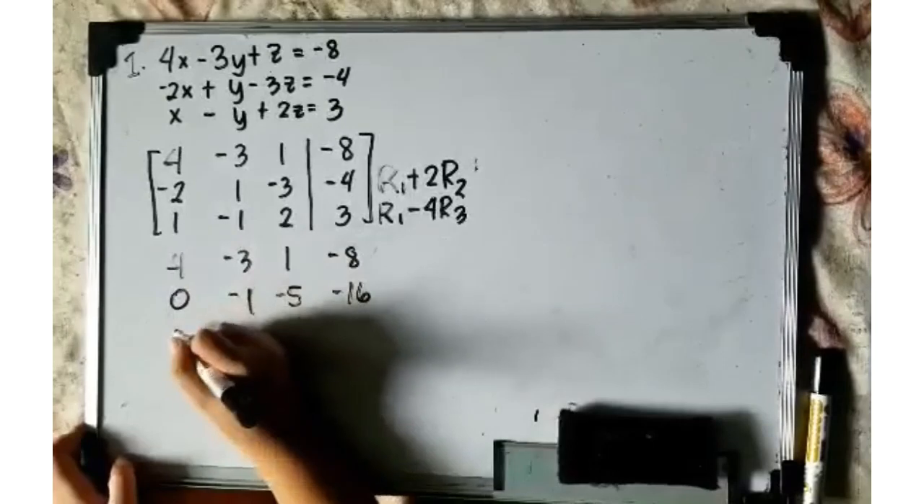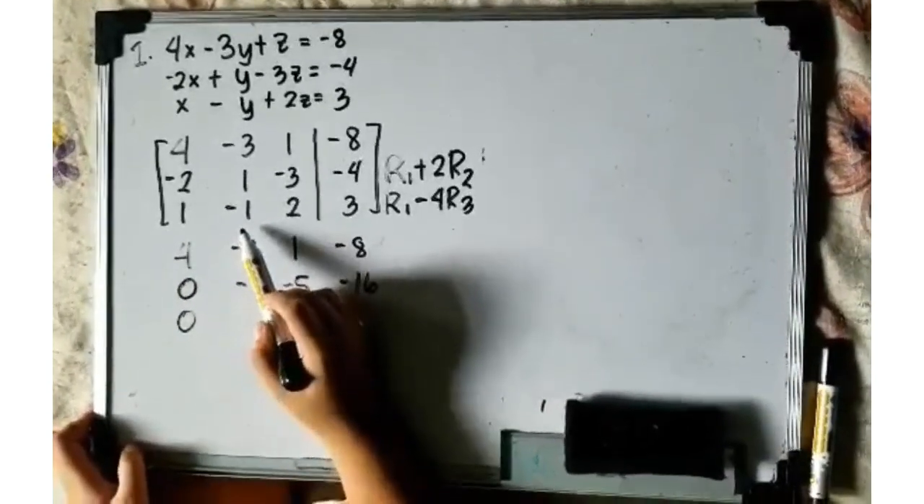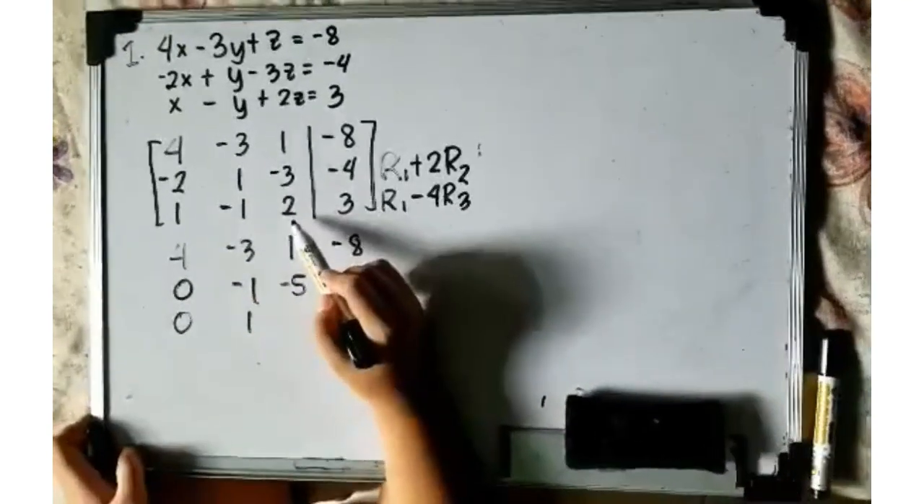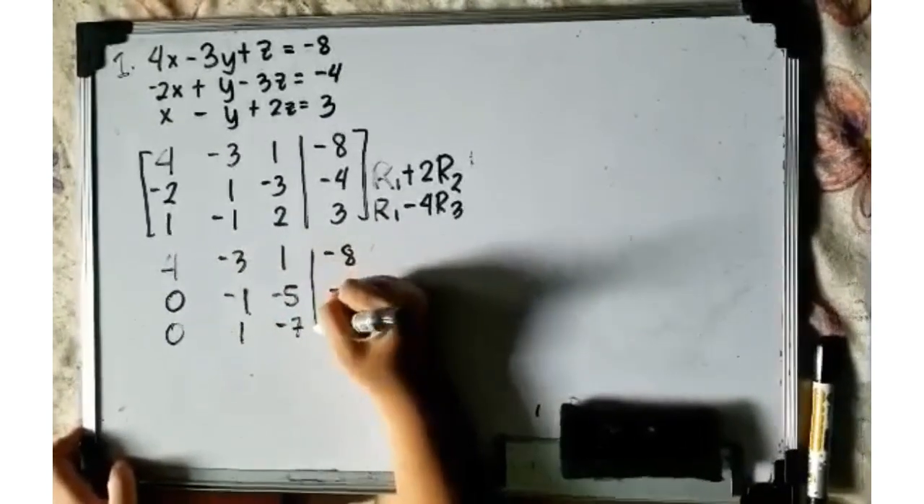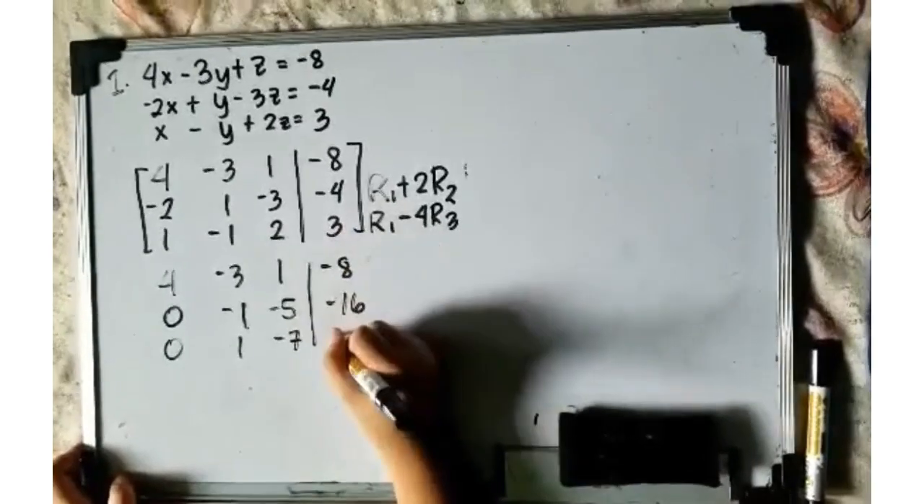For the third row, 4 minus 4 times 1 is 0. Next is negative 3 minus 4 times negative 1, which is 1. Next is 1 minus 4 times 2, which is negative 7. So negative 8 minus 4 times 3 is negative 20.